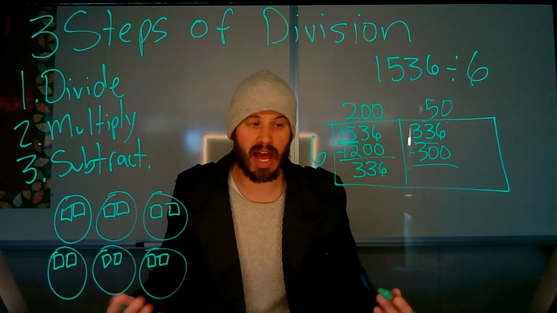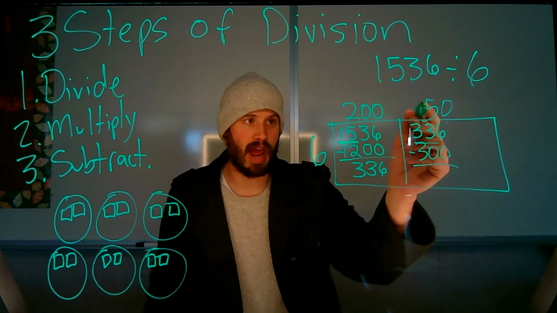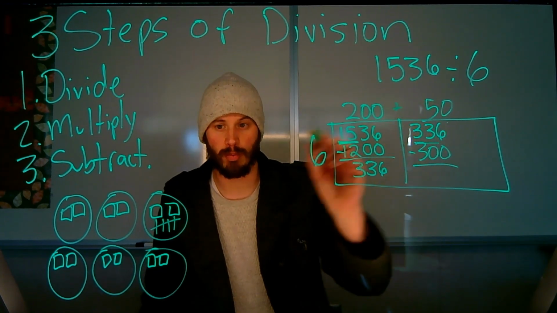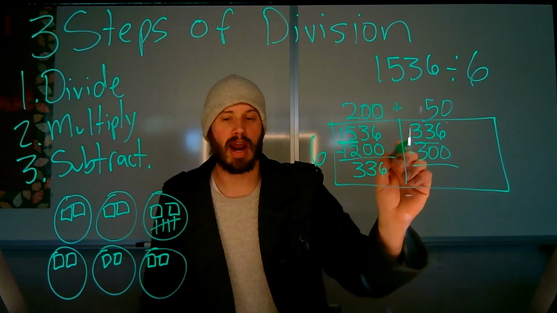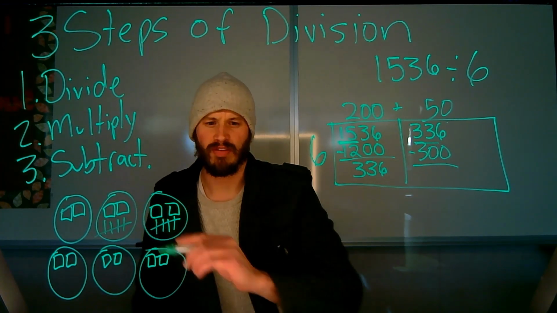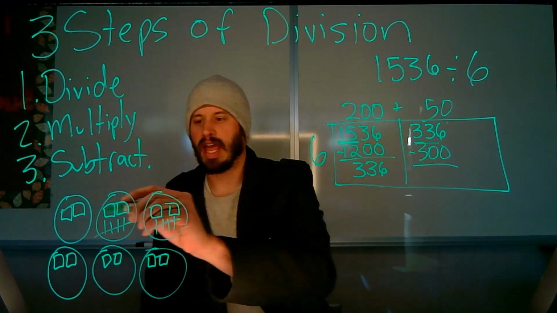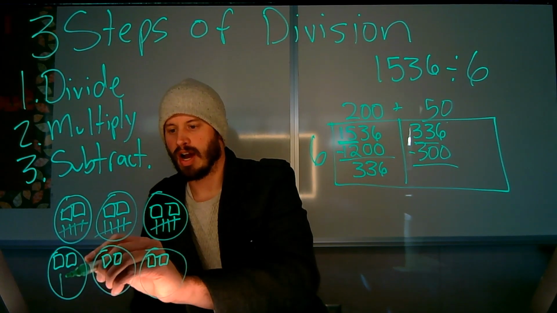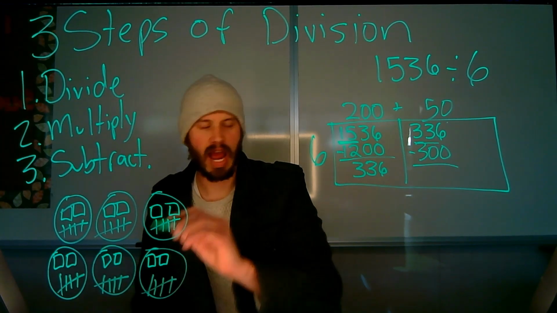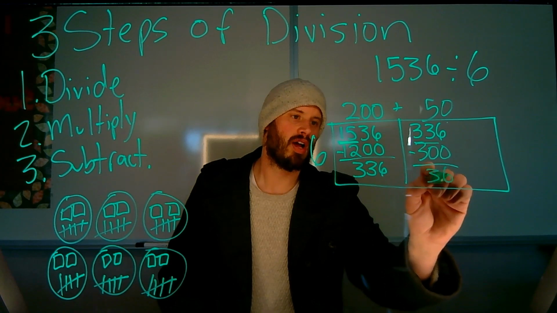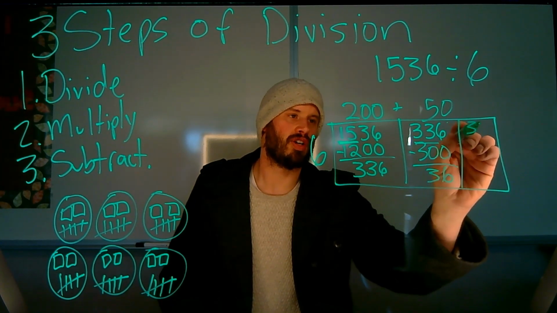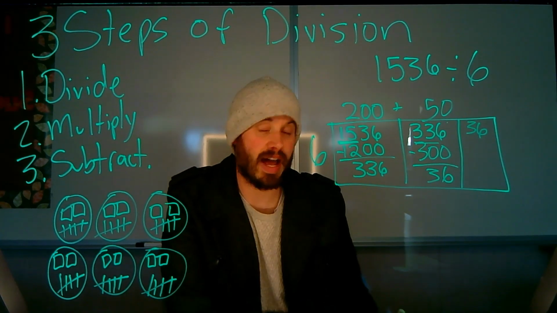Why do I do that? It's the same reason. I've now put in 50. The 50 represents the number I put into each group, and I'm multiplying to find out the total amount I put into each group. If I put in 50 tens, I've put in 300 total. And now why do I subtract? I subtract because I need to know how much I have left to divide. 36, I recognize that. That's a basic math fact.